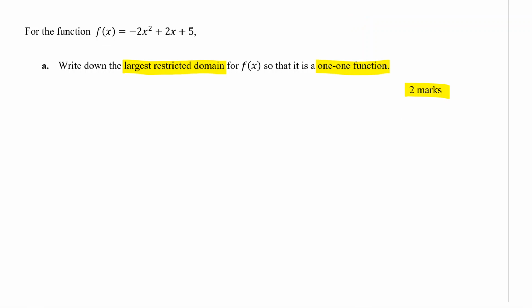Well, what we need to recognize is that the first thing that we need to do is write this in turning point form. And then once we've got it in turning point form, it will enable us to write what the maximal domain will be in order for this to be a one-to-one function. So we have to complete the square. So we are completing the square to get this in turning point form. Complete the square. Okay, so to complete the square, we go f of x.